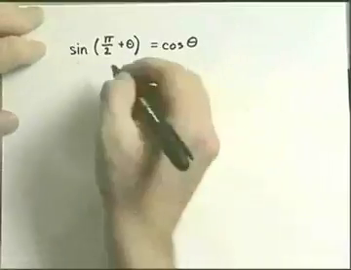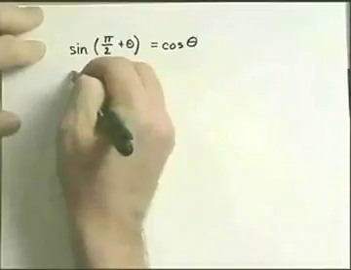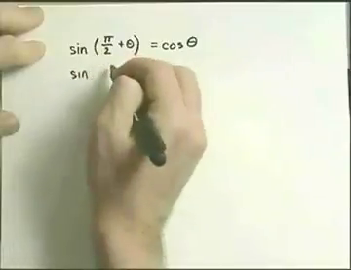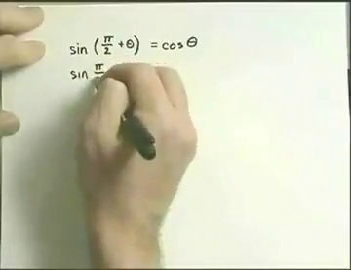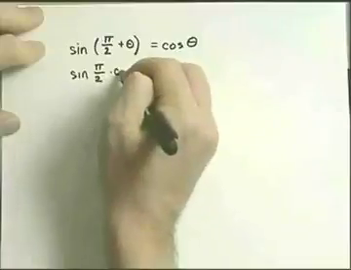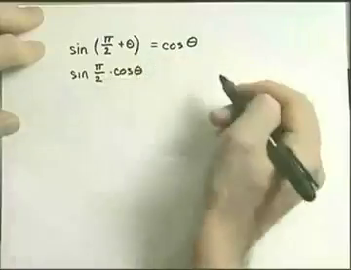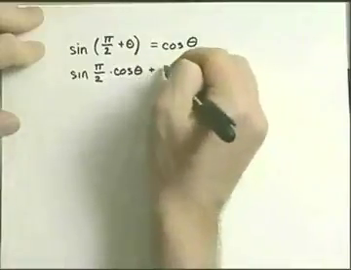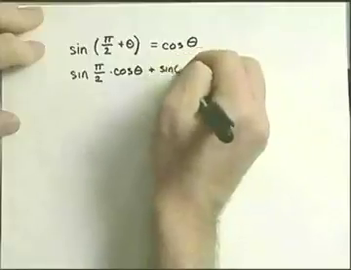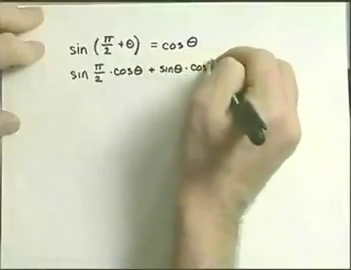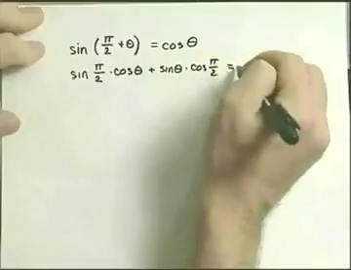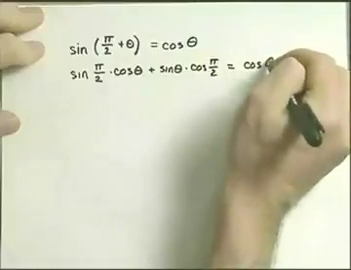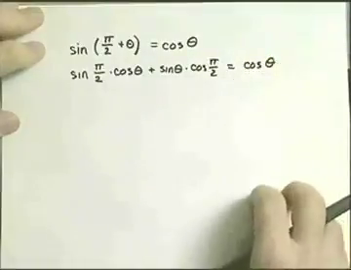formula for sine. And what we get there is that the sine of pi over 2 plus theta is the sine of pi over 2 times the cosine of theta plus the sine of theta times the cosine of pi over 2. And we're arguing that this is equal to the cosine of theta.